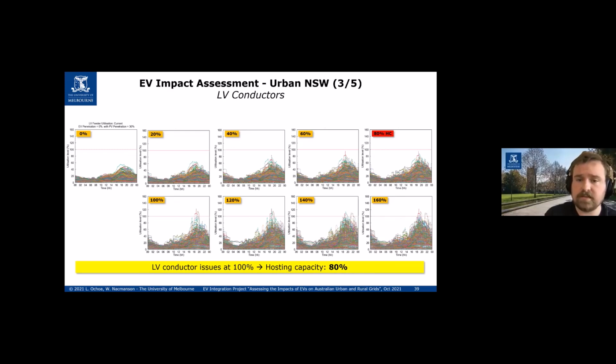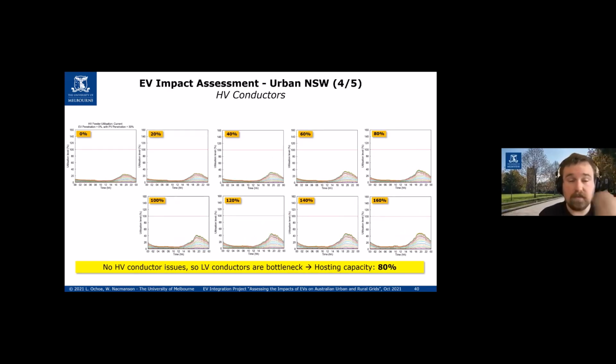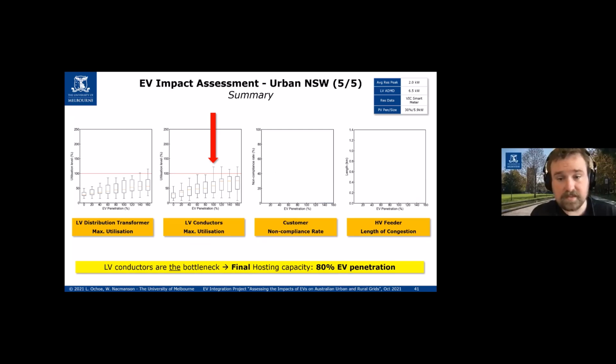The LV conductors, again, problems start at 100% and beyond, and the hosting capacity is 80%. Similar kind of picture as we saw with the other feeder. And if we move on to the HV conductors, we can see that for this feeder, there are no problems at any EV penetration. So for the urban New South Wales feeder, that bottleneck, that limiting factor that determines the hosting capacity, means that we are still at 80%. And if we move into the summary, we'll be able to see this a little bit better.